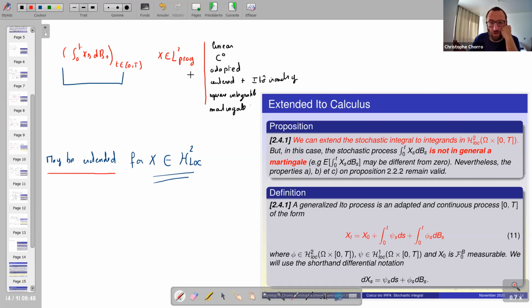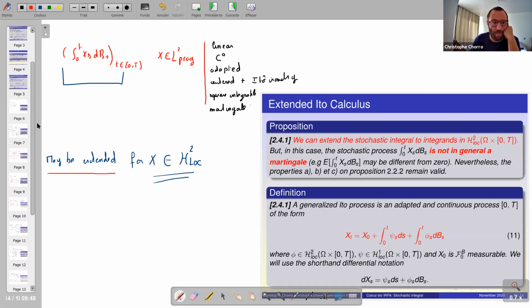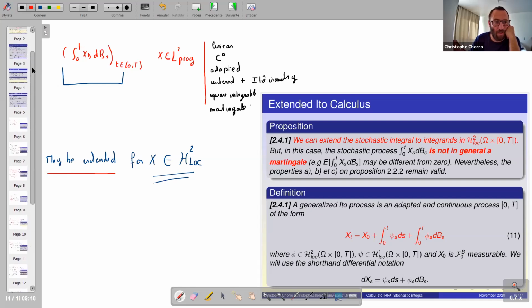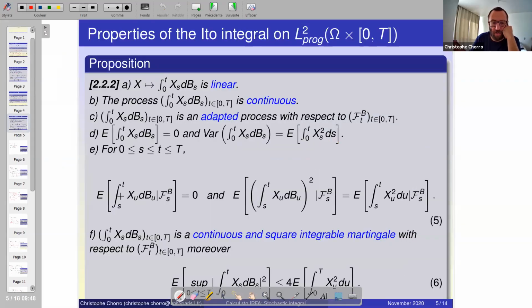I have done the job properly for x belonging to L2 prog, proving all these properties here. We are going to admit that we are able to do the same for this one. But there is a price to pay. There is a big price to pay doing this extension.